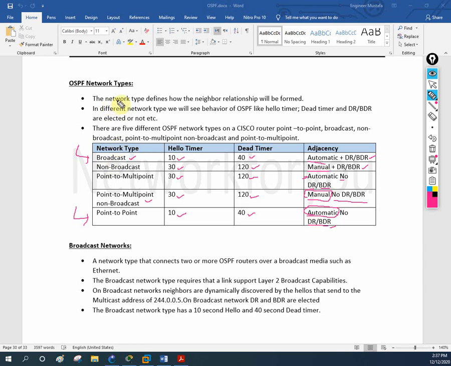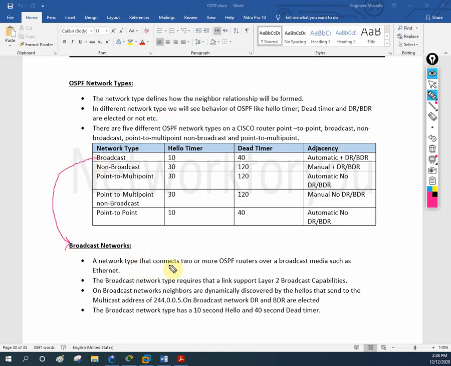Okay. So if you see here, network type defines how the neighbor relation will form. This is theory. In different network types, we can see the behavior of OSPF in different ways. Whenever we are using different types of network, OSPF will change: hello timer is changing, dead timer is changing, DR, BDR is changing, and the election is happening or not happening. Just now whatever we discussed. Generally there are 5 different types of OSPF network in the Cisco router: point to point, broadcast, non-broadcast, and the rest we discussed. I mentioned all this theory, so whenever you are revising, you can easily remember all the points I explained here. Okay. So now we are going to discuss this one, the broadcast network.